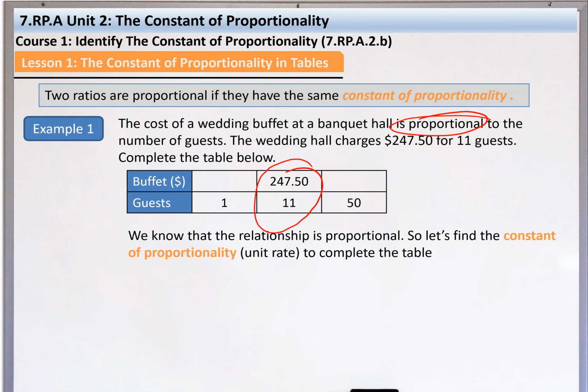Well, what we can do is find the unit rate or the constant of proportionality to complete the table. We know how much meals for 11 guests are. Well, how much would it cost for one? And then we'll figure out how much it costs for 50. Because I don't see a scale factor here to figure that out, right?